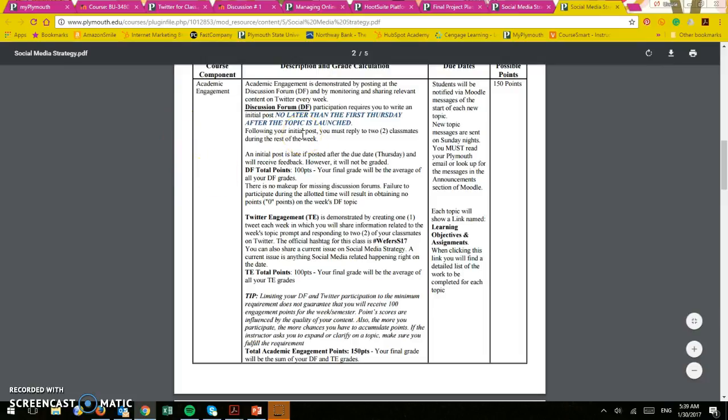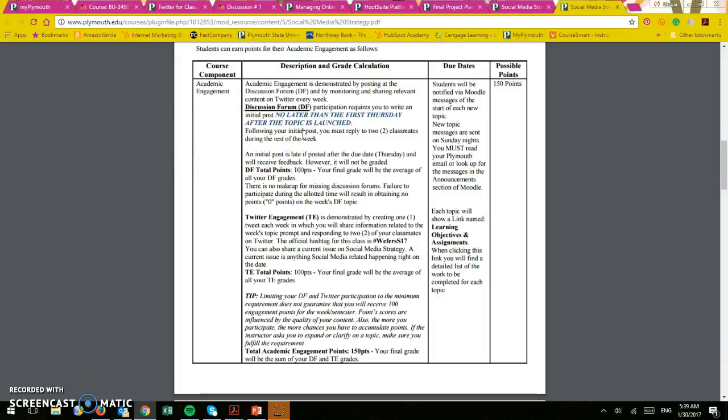So every week you're going to have a discussion forum, and I ask that your original post is written on that forum no later than Thursday night. If you do it after the day, I'm always going to give you feedback. However, you're not going to get credit for it. The reason why I have a date on these discussion forums is because then it leaves time for you to engage with your peers on replies to your work. So you are supposed to have an original thread, and then you have to reply to 2 of your classmates.